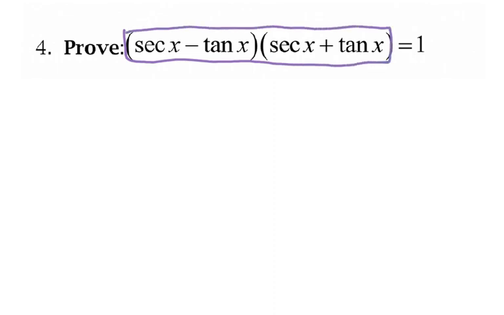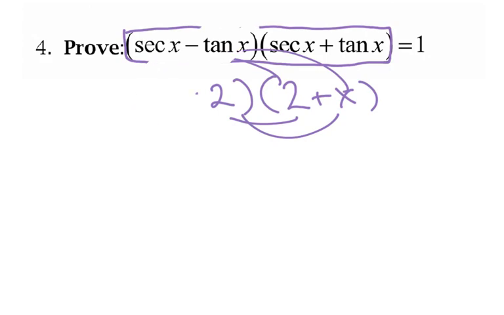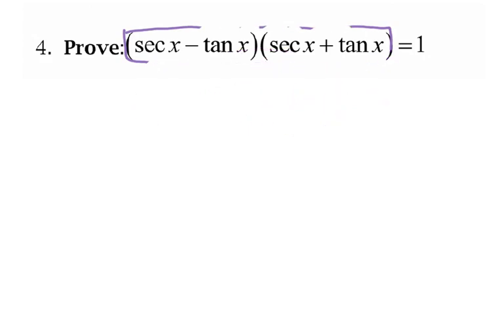One thing I notice is that this is a binomial. If I had something like x minus 2 times 2 plus x, I could distribute, and I can do exactly the same thing here. When you're doing this, you're not really doing very many new skills. They look different because it's secant and tangent instead of x or x squared, but the skills are not really new. So looking at this distributing, I'm going to have secant x times secant x.